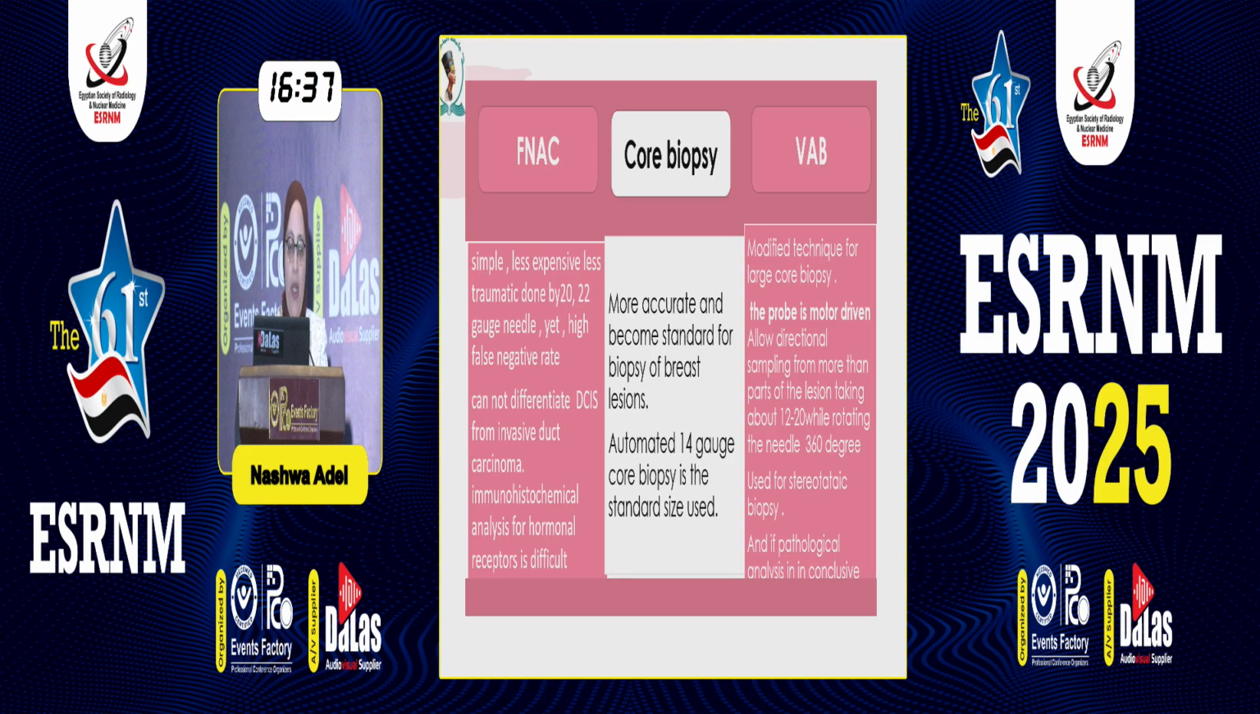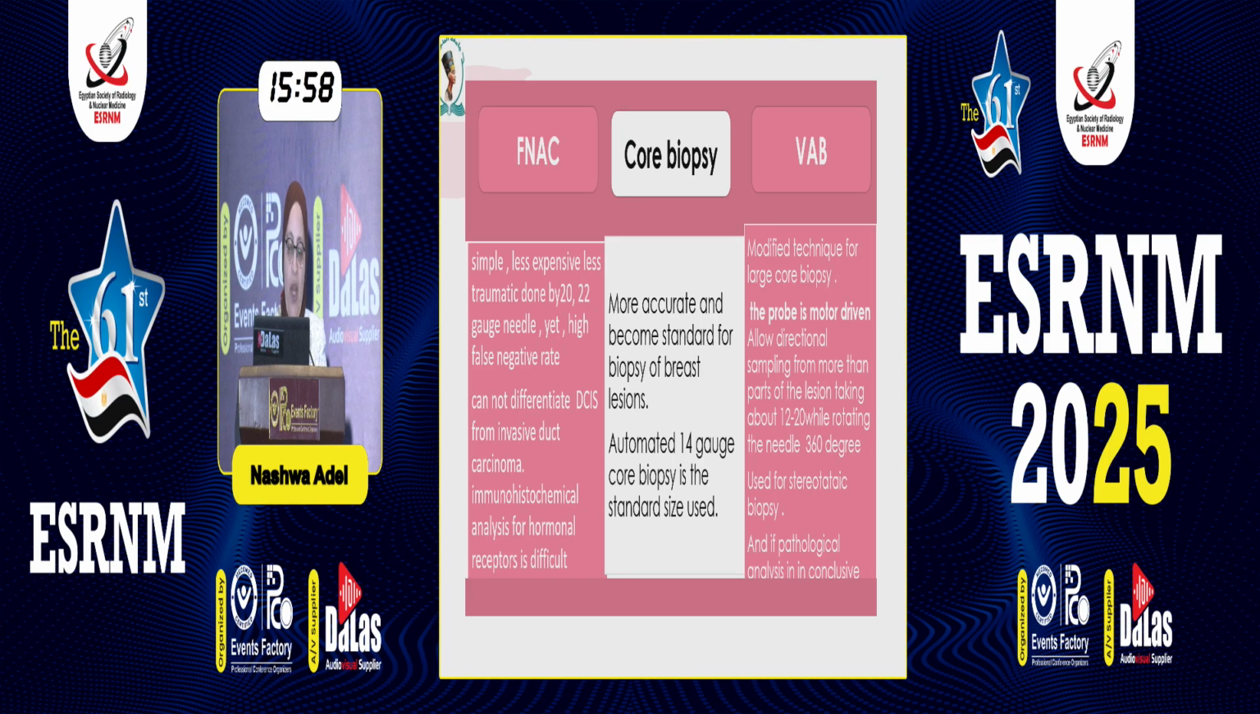Types of biopsy are important. The most important is core biopsy, which is the most accurate and has become the standard for biopsy of breast lesions. Automated 14-gauge core biopsy is the standard used. Another type is fine needle aspiration cytology, which is simple, less expensive, and less traumatic, done by 20 and 22-gauge needle, yet it has a high false negative rate and cannot differentiate DCIS from invasive ductal carcinoma. Moreover, immunohistochemical analysis for hormonal receptors is difficult.